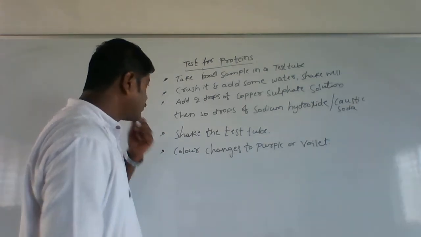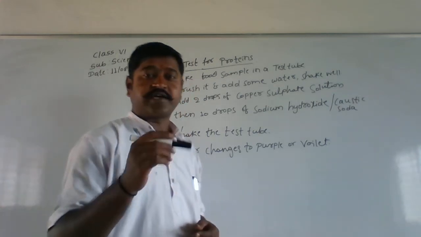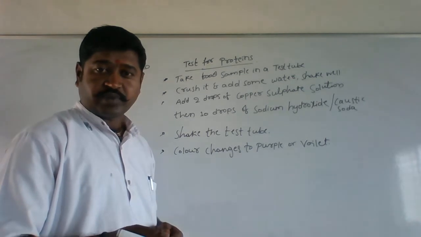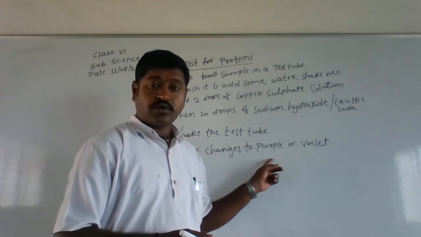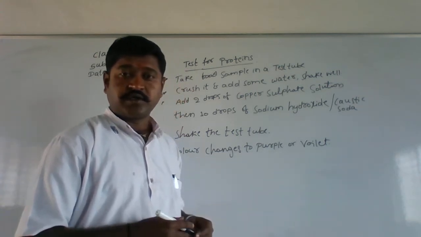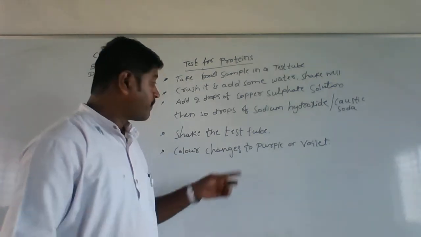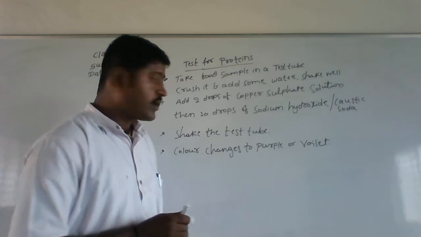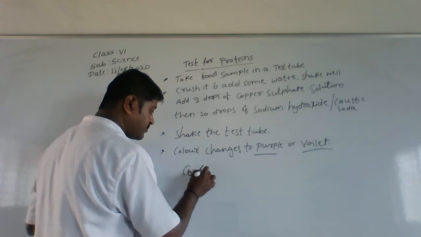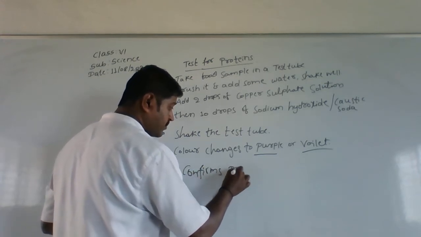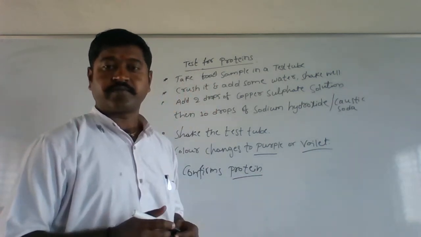Once this 10 drops of caustic soda or sodium hydroxide solution is added, what are we doing? We have to shake the test tube again. Again that test tube has to be shaken. After shaking that for a certain time, the color changes to purple or violet. The food in the test tube turns to purple or violet in color. If it changes to purple or violet in color, it confirms that protein is present in the given food sample.